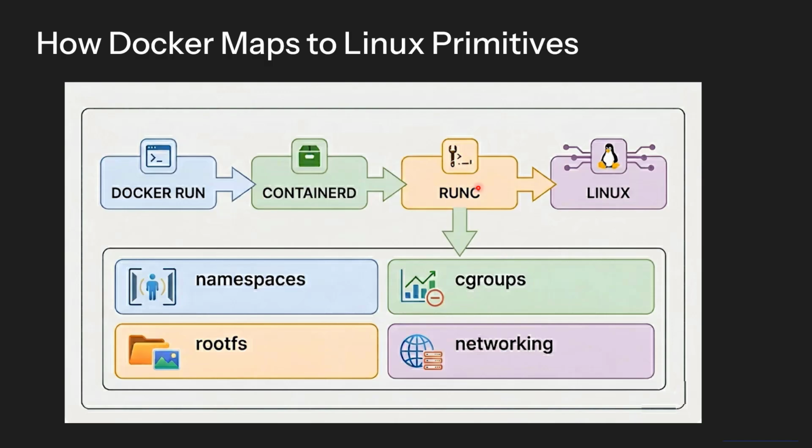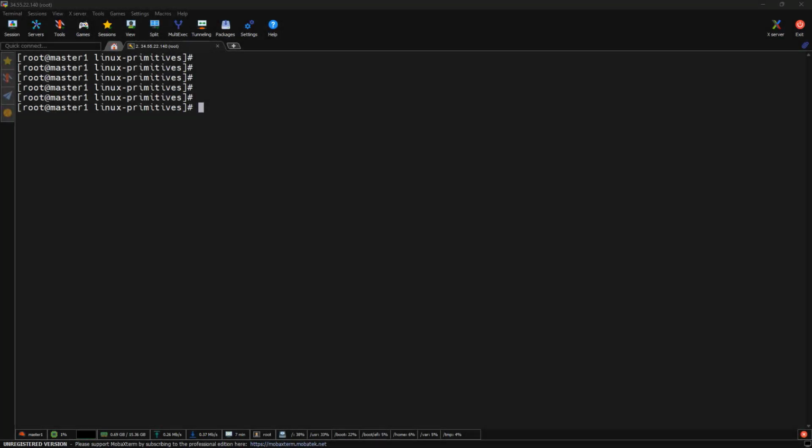That's why I say Docker is not magic, it's a very good automation layer on the top of Linux. So the real container is created by Linux, Docker is just making it easier for us. Let's start with file system isolation because every container needs its own file system view.